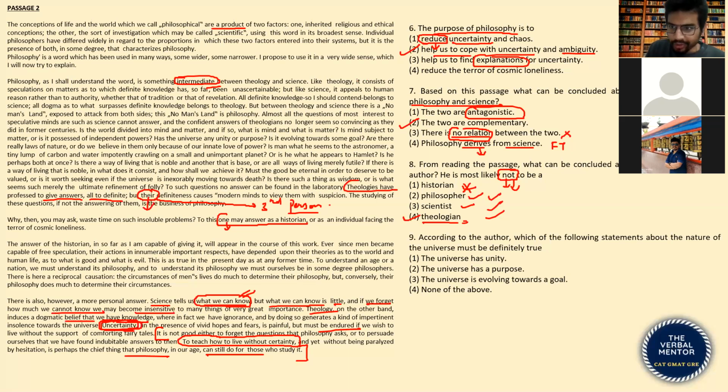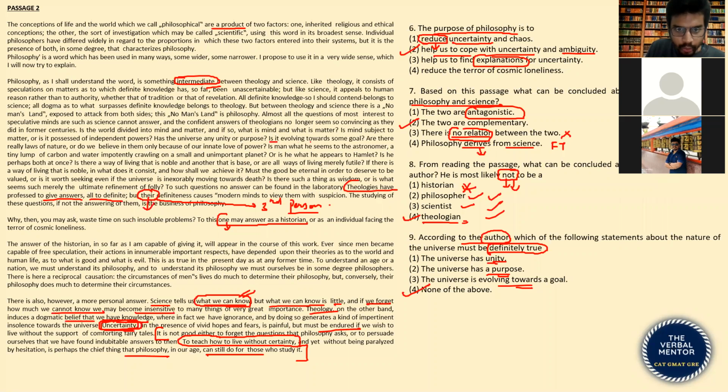Number 9. According to the author, which of the following statements about the nature of the universe must be definitely true? Okay, definitely true according to the author. Let's see what the answers to this one are. The universe has unity. We don't know. The universe has a purpose. We don't know. The universe is evolving towards a goal. No, none of the above is the correct answer. All these are questions actually, written here somewhere.